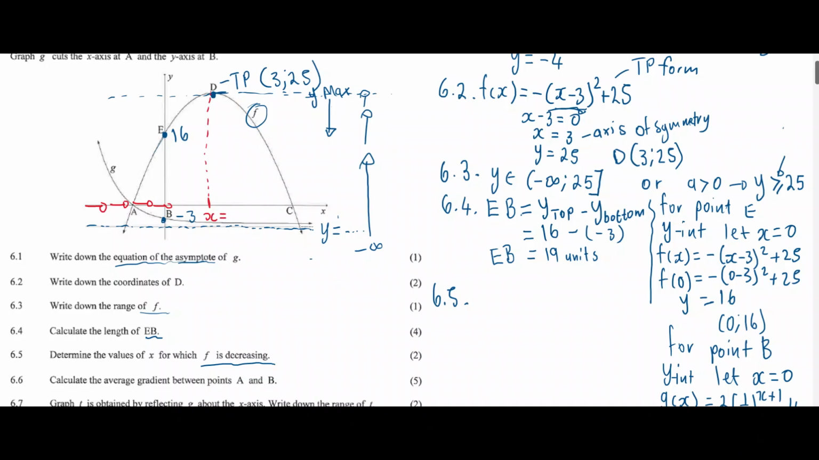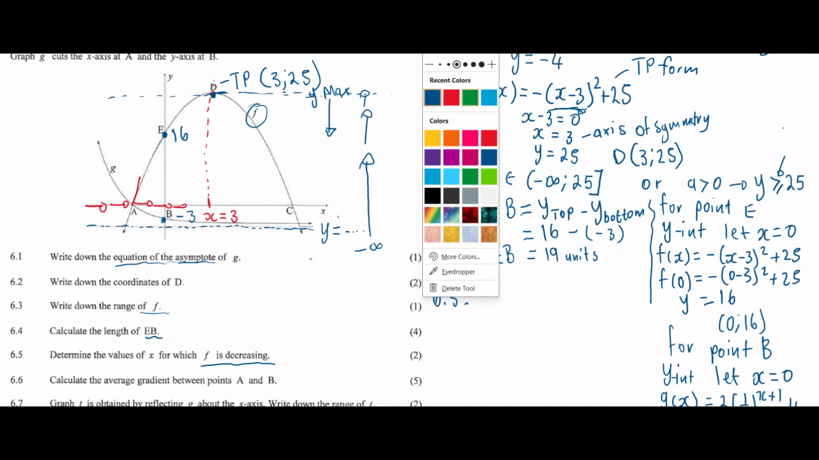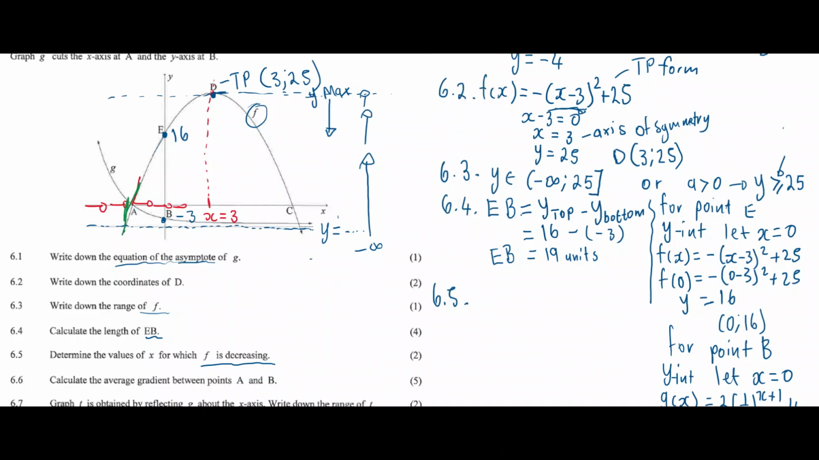What I notice is that there's a turning point here, and the x value of the turning point is 3, which is the axis of symmetry. That's why it's called the axis of symmetry, because it cuts the graph into 2 equal halves. But according to what I notice here, the graph is increasing.